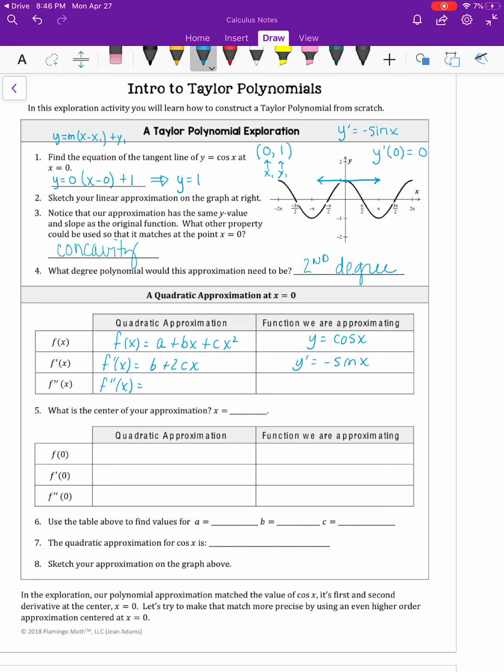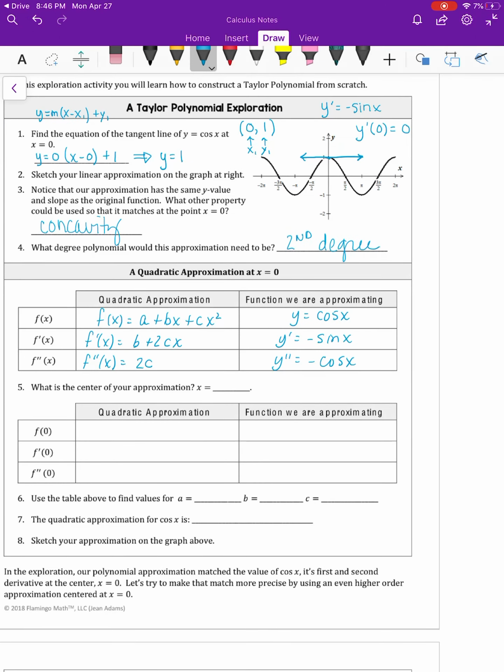And then I want to take that second derivative of my quadratic approximation. Since b is a constant, the derivative of b is 0, and since this is linear, I'm going to get the constant 2 times c. My second derivative here is going to be negative cosine x.